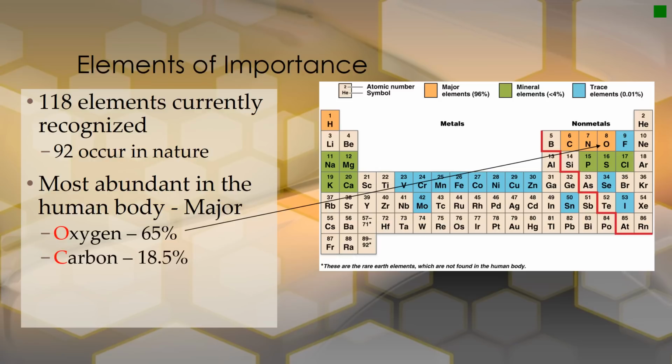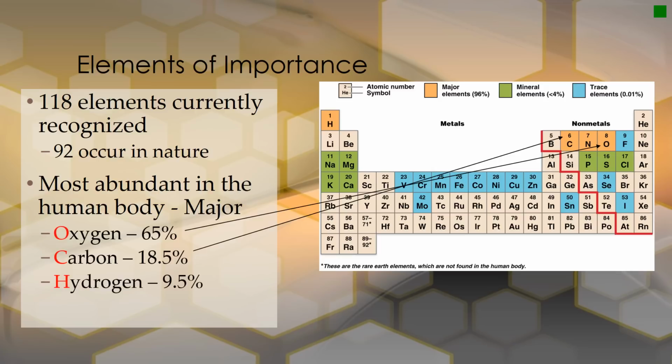Carbon is also a major element in the human body, 18.5%. Now you don't necessarily need to know the percentages of each of these, but you do need to know which is most abundant and kind of the order of which one's first, second, third, fourth. So carbon is the second one, it's element number 6.